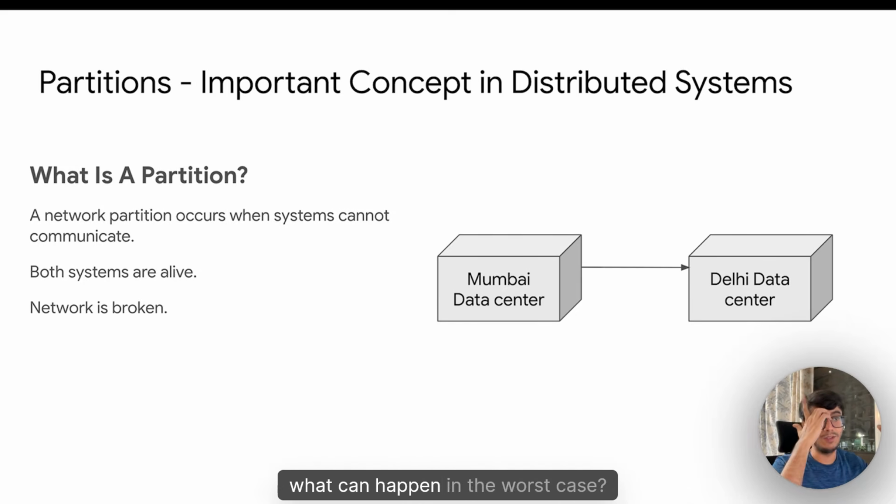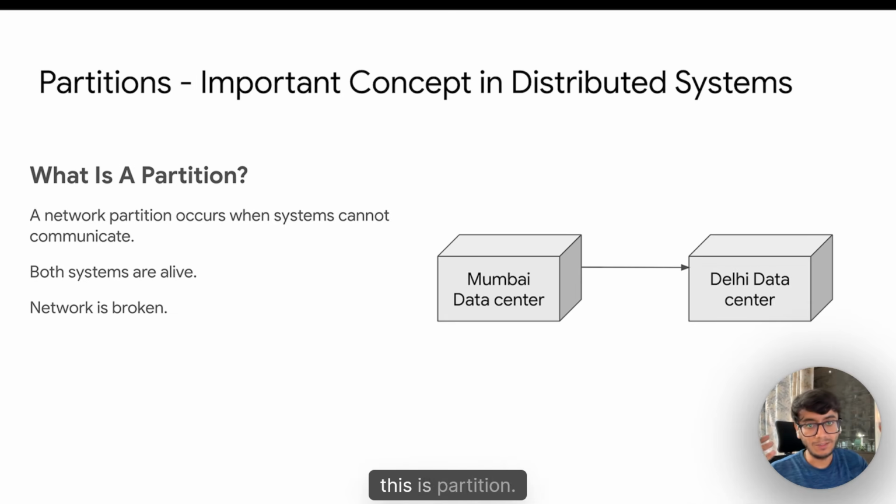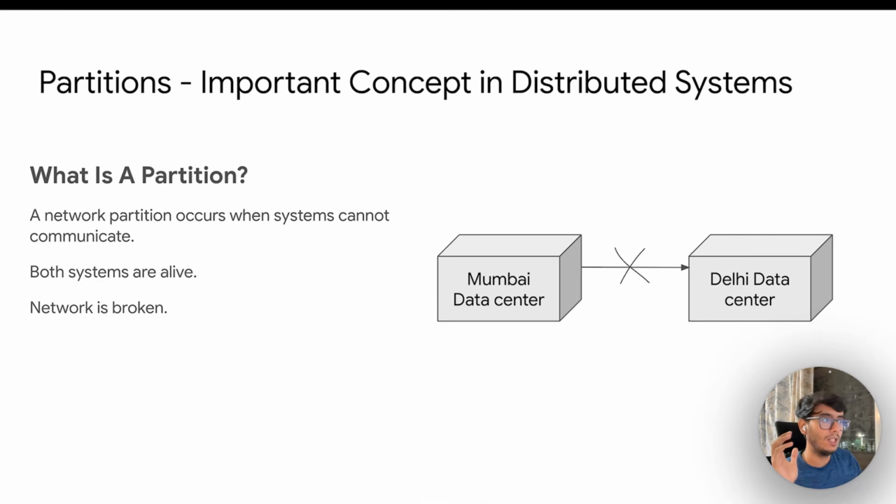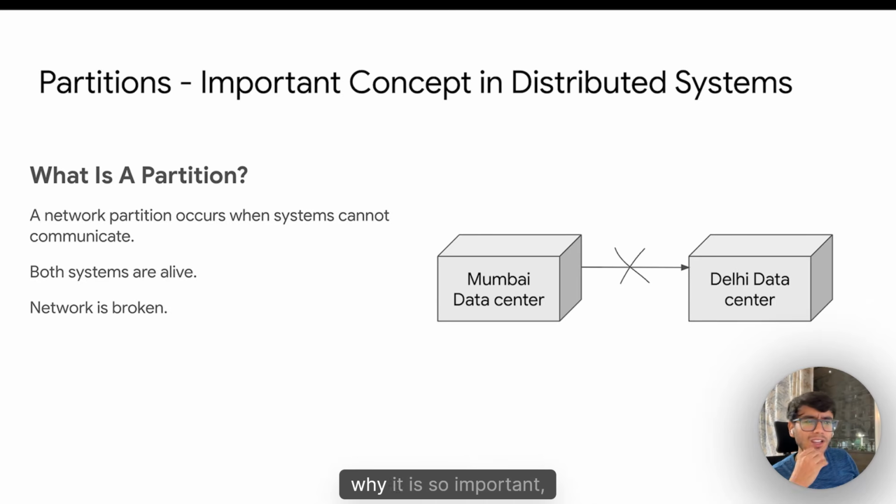Let's see what can happen in the worst case. This is a partition. The connection is broken now, right? Neither can talk, but they both are still alive. Only the network is broken. Why is it so important? They are not connected, but they are still working, right? They both can serve the traffic. They might say, oh, yes, servers are alive, communication works, right?